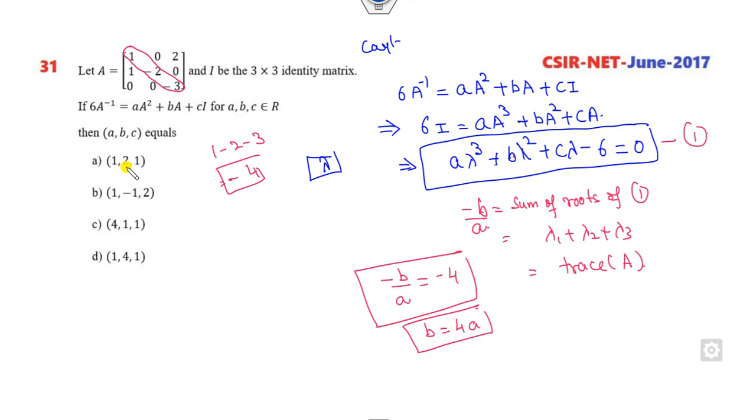So B is equal to 4a: not satisfied in the first three options, and satisfied in the last, which is the right answer of this problem. This is the sum of the roots, minus b over a. The sum of the roots is nothing but the trace, and the trace is the sum of the diagonal entries. So minus 4. So you can see b is equal to 4a. Only this option is satisfied, because a is 1 and b is equal to 4.